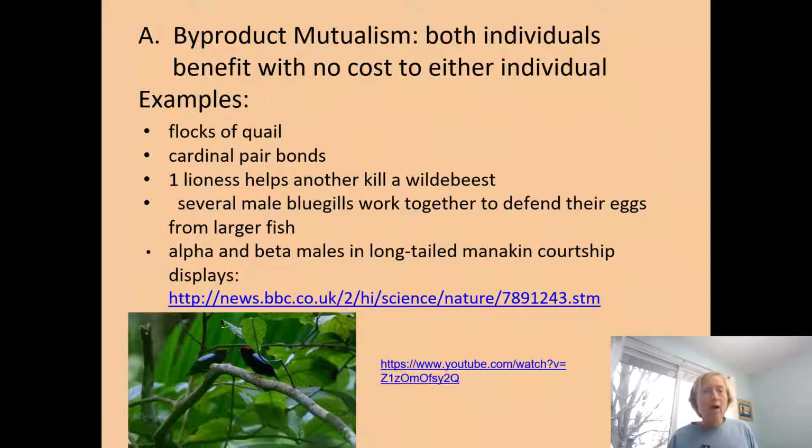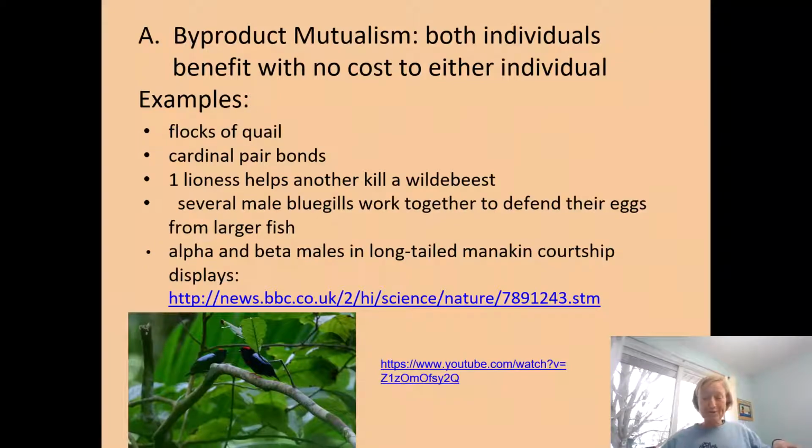Byproduct mutualism. Or when lionesses hunt. They hunt in groups often. Why do they hunt in groups? Why do they cooperate? Because they're going to be more successful at hunting when they cooperate. So a lioness helps another kill the wildebeest. Or sometimes bluegills will work together to defend their eggs from a larger fish.